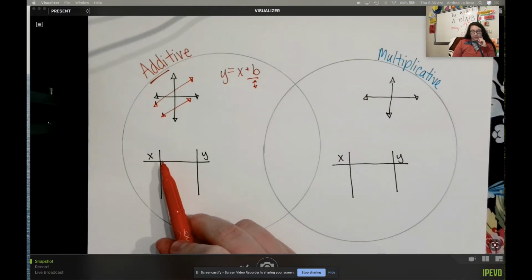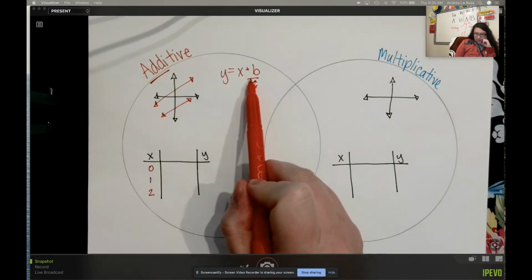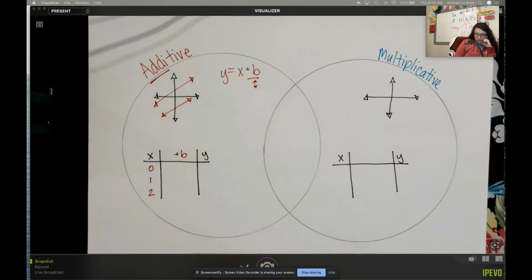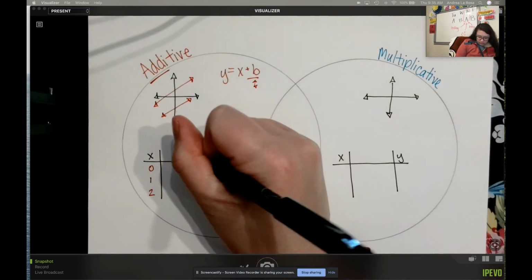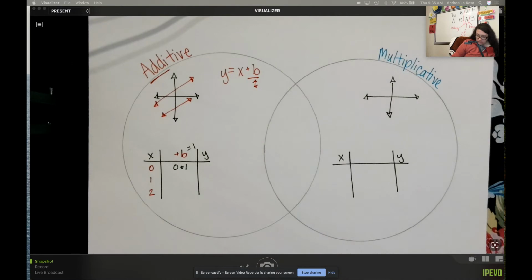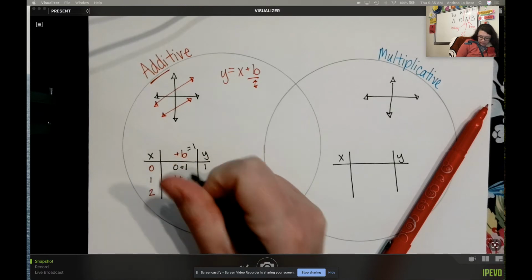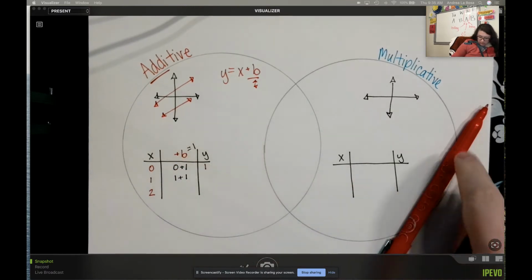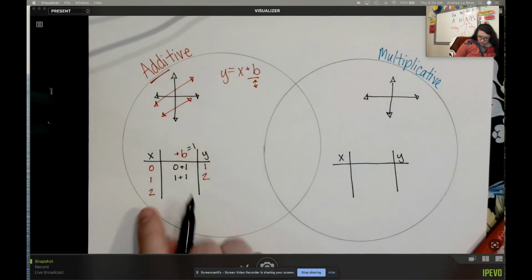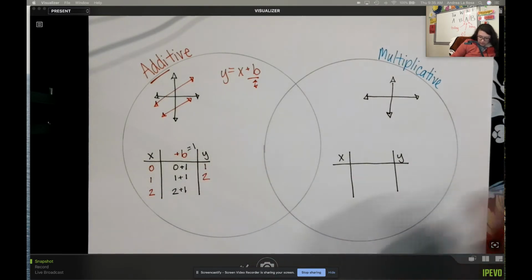On our table, if I have some x values, whatever that b is, I'm going to add it to get my new value. So let's say for example that b is equal to 1. I'd get 0 plus 1. My new y would be 1. 1 plus b, which equals 1, would give me 2. My x, 2, plus 1, my b, would give me 3.